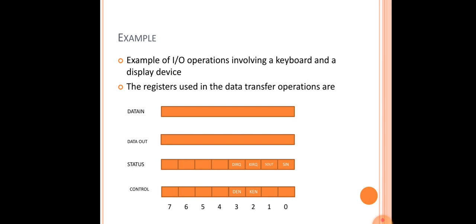Then the control register, it is having 2 relevant flags, DEN and KEN. This DEN, KEN and DIRQ and KIRQ are associated with interrupt. So these 4 things are explained later.